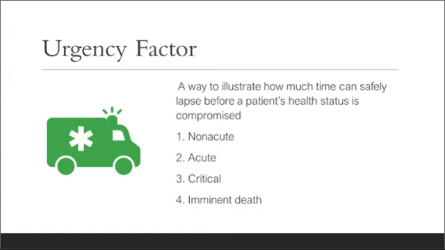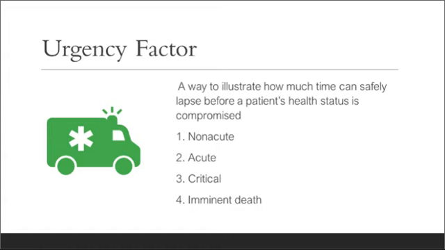Urgency factor. It's a way to illustrate how much time can safely lapse before a patient's health status is compromised. And we're going to break these down: non-acute, acute, critical, and imminent death. Urgency interventions may be affected by changes in the patient's condition, deterioration of patient's health status, complexities of patient condition. They may be non-acute now, but things can change.